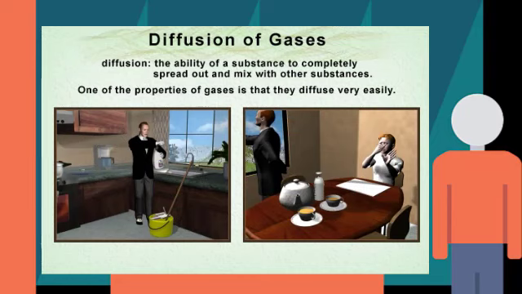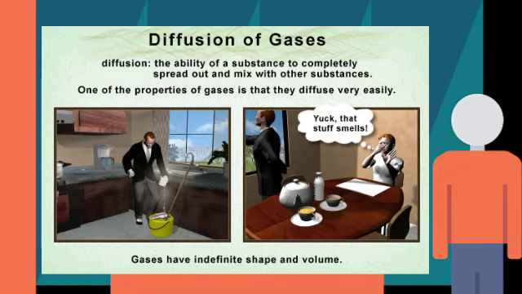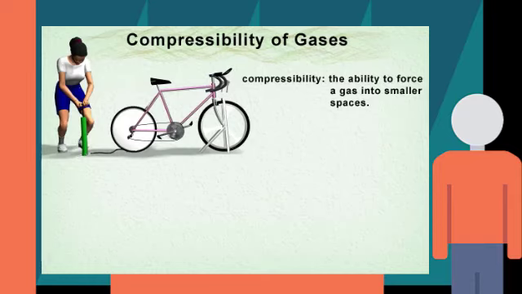For example, when you open a container of ammonia, the gas particles quickly diffuse throughout the room and therefore can be smelled by people on the other side of the room. The ability of gases to diffuse also explains their indefinite shape and indefinite volume. Because gases do not have definite volume, they can be squeezed or forced into smaller volumes. The ability to force gases into smaller spaces is a property known as compressibility.